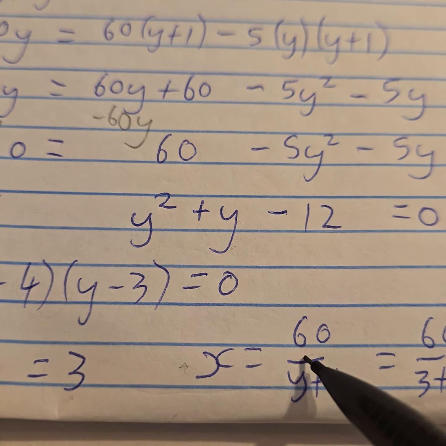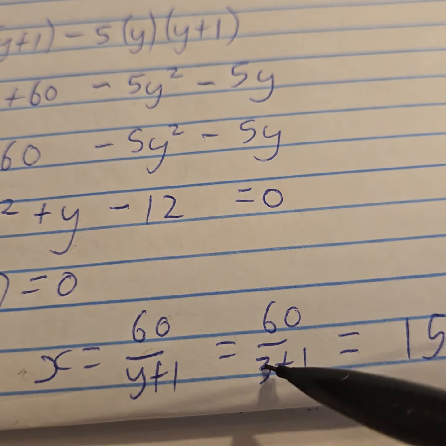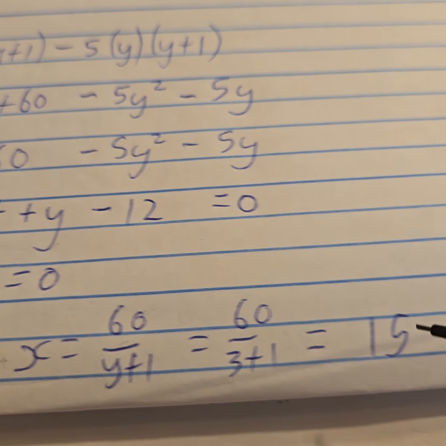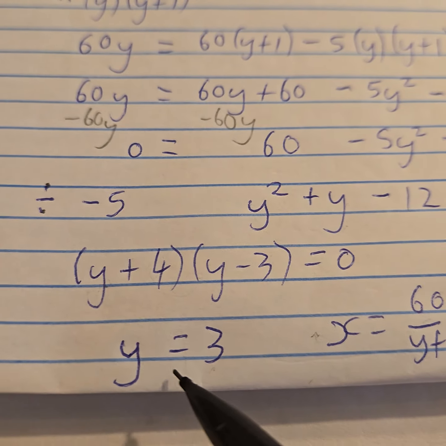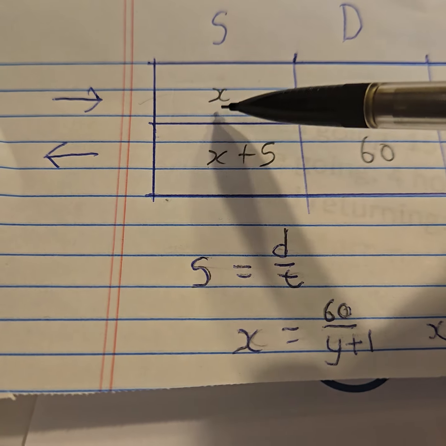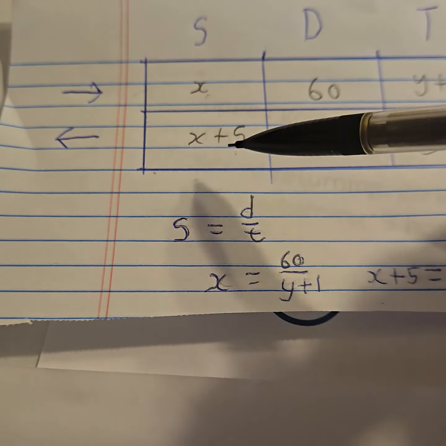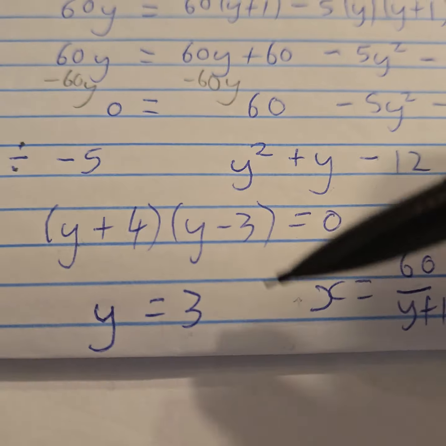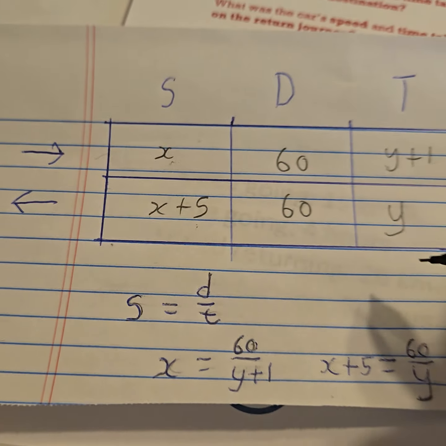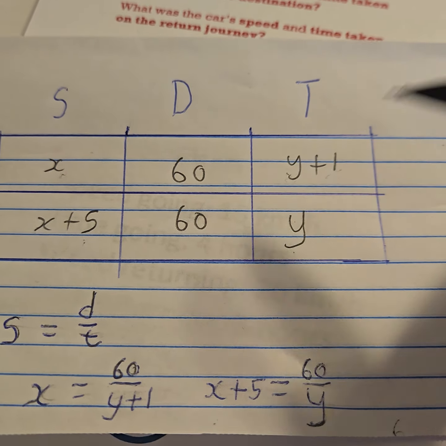So I'm using this equation that x equals 60 over y plus 1 equals 60 over 3 plus 1. 60 over 4 is 15. Y equals 3, x equals 15. So if that speed is 15, that's 15 plus 5, which is 20. And we said y is equal to 3. Therefore, if that time taken is 3, that's 3 plus 1, which equals 4.